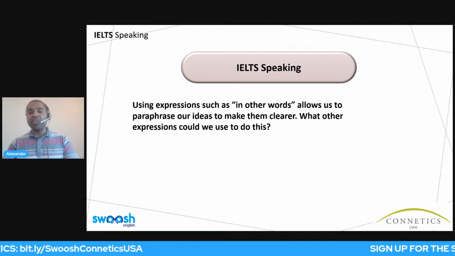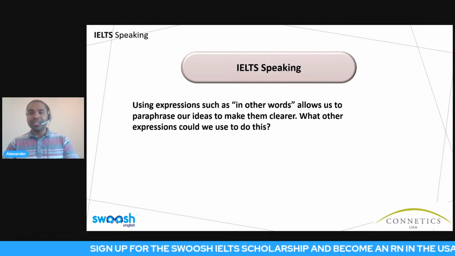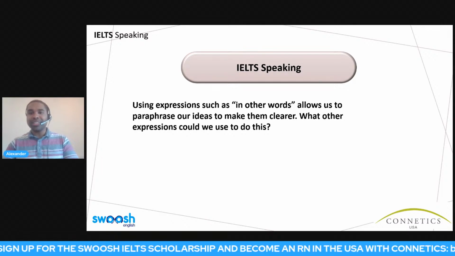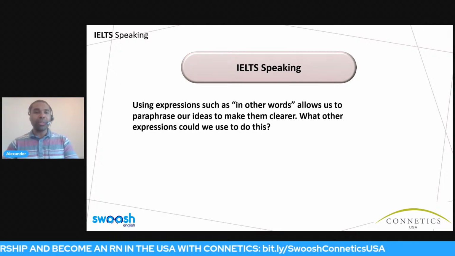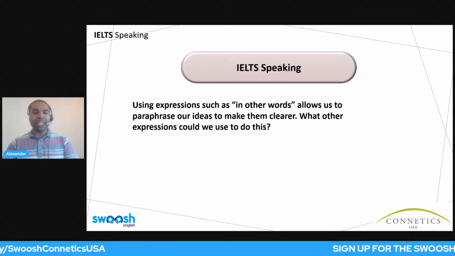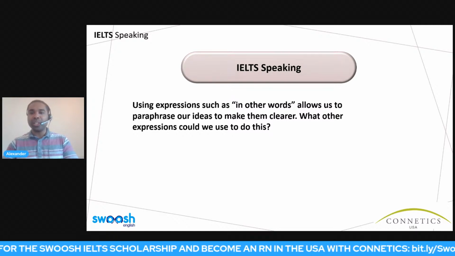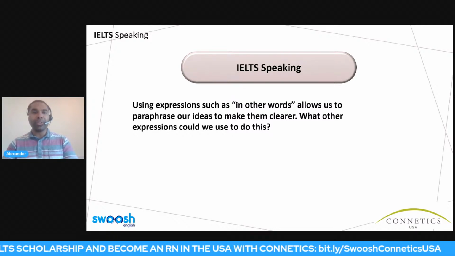Are you aware of any other similar expressions that we can use in order to paraphrase and to clarify? If you are, do let me know. Any expressions similar to in other words that you're aware of? That's clearer to the examiner. What do we think? So do let me know in the chat box if you have some suggestions.